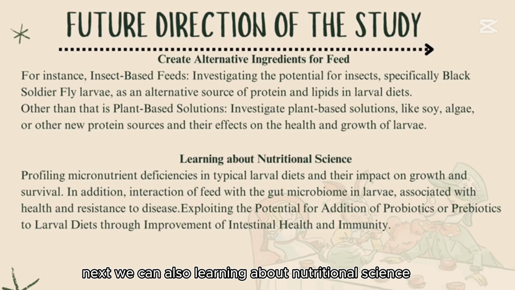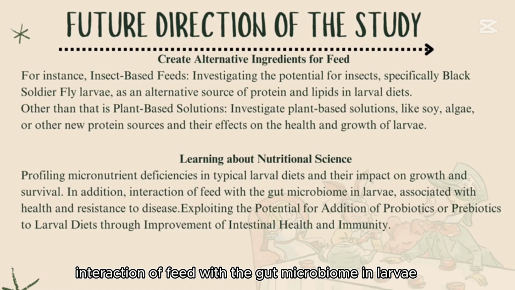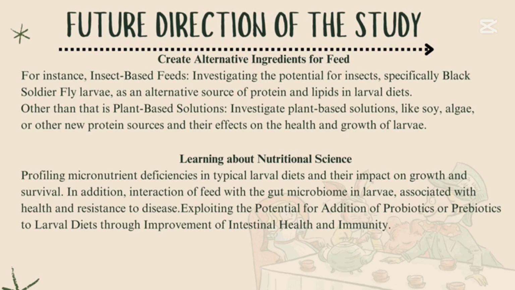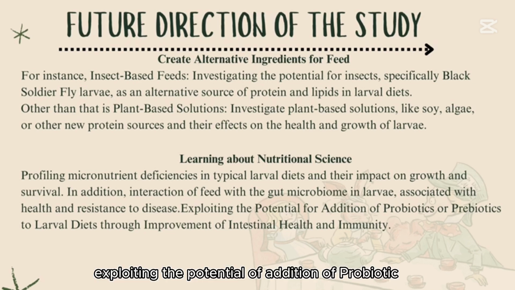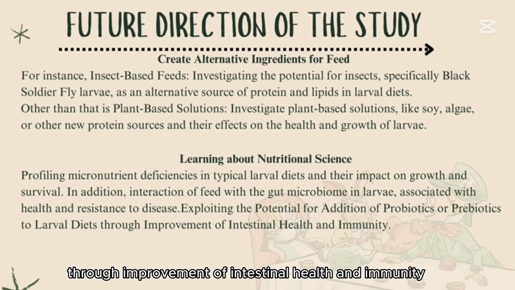Next, we can also learn about nutritional science, which is profiling micronutrient deficiency in typical larval diets and their impact on growth and survival. In addition, the interaction of feed with the gut microbiome in larvae is associated with health and resistance to disease, exploiting the potential of adding probiotics or prebiotics to larval diets through improvement of intestinal health and immunity.